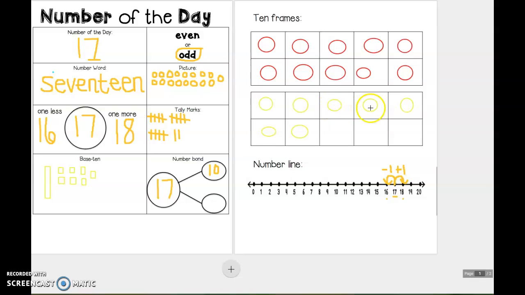If I moved 10 of them here, then how many more would I need to get to 17? 1, 2, 3, 4, 5, 6, 7, right? So 10 and 7, if I joined them together, they would make 17. If I started with 17 and I moved 10, my other part would be 7. All right, let's think about our story problem.